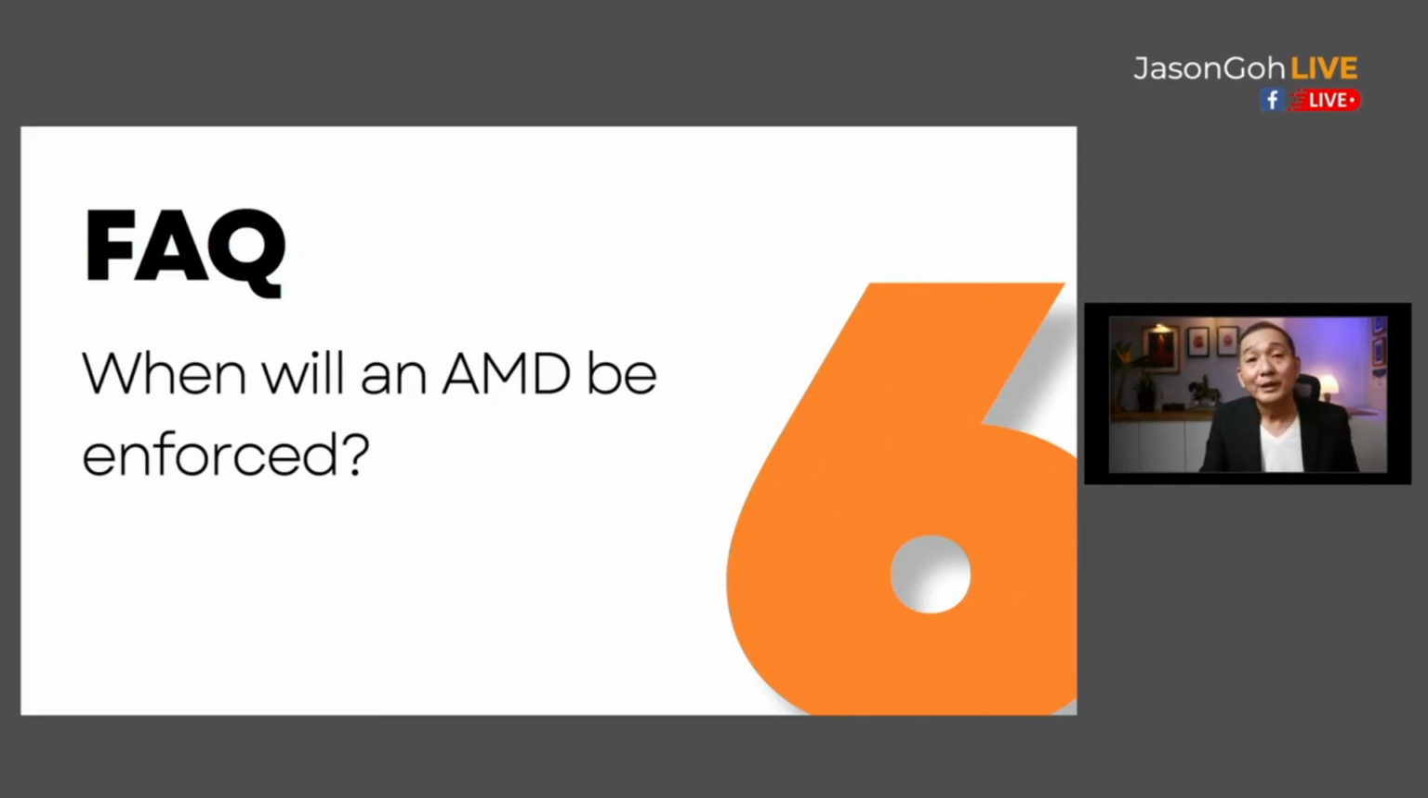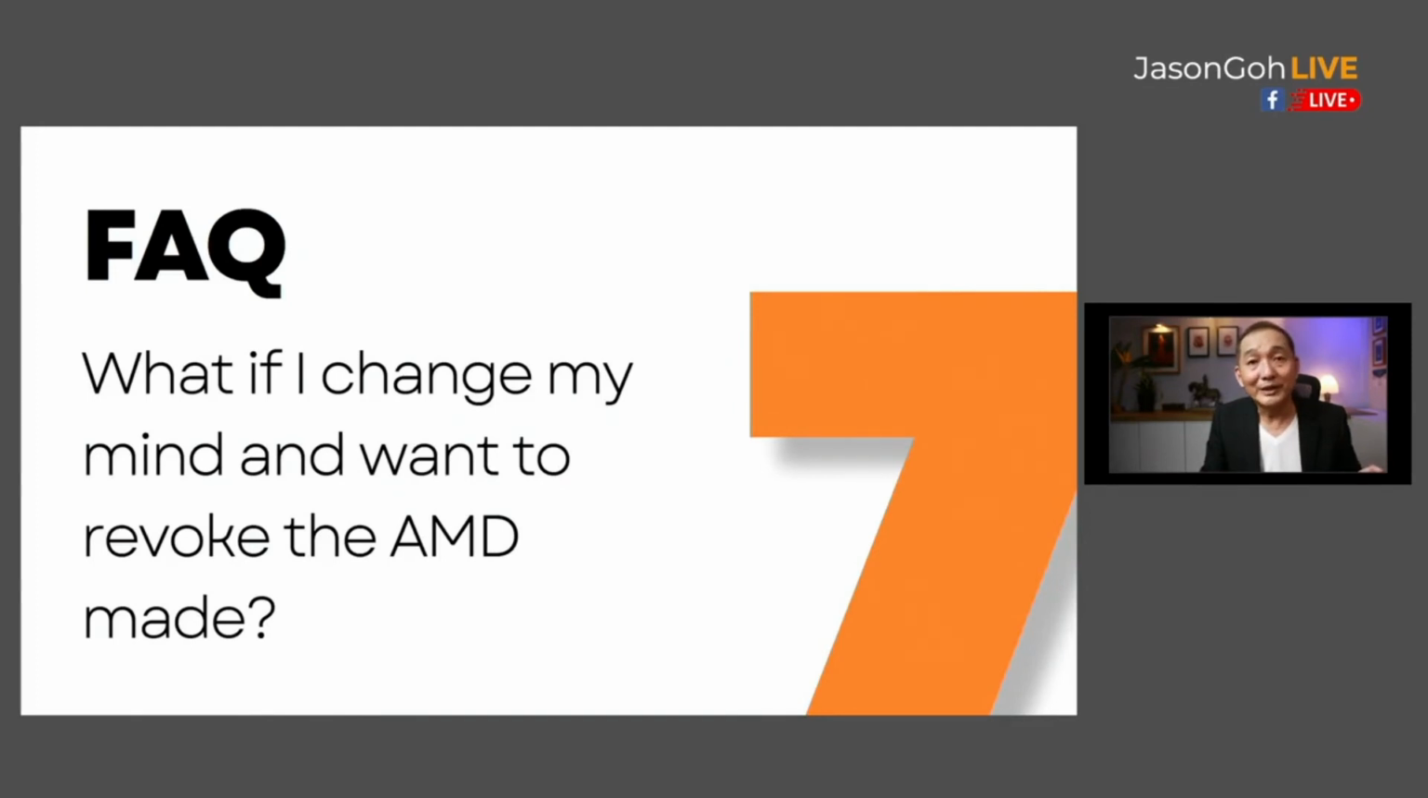How about question number 7? When you make the AMD, what if I change my mind and want to revoke the AMD that I have made? In fact, the AMD can be revoked at any time in the presence of at least one witness. You should do so by completing the AMD Form 3. Remember, to register is Form 1. To revoke is Form 3. So Form 3 is a standard form for revocation of an AMD.